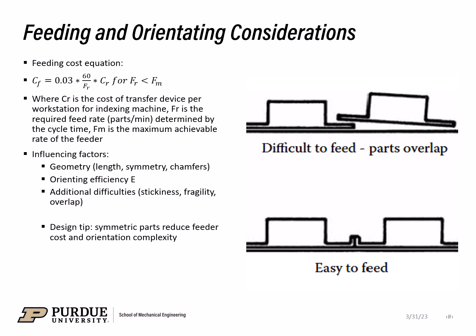Orientation problems often drive the need for expensive vision systems or manual labor. So feeding efficiency is tightly tied to geometric simplicity. And from the textbook, a design tip is that symmetric parts are going to significantly reduce feeder costs and orientation complexity. As you can see from the photo example, these parts that are overlapping are going to feed in a much more difficult manner than the parts that have been designed with that ledge to not overlap one another, so they'll more easily feed.